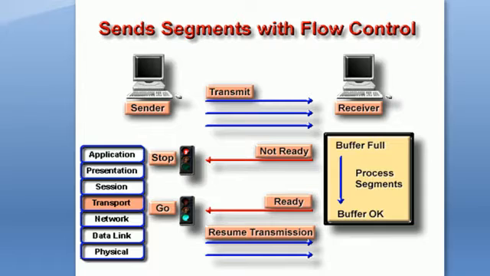Here you can see a sender is sending the packet and is transmitted to the receiver. Upon receiving the packet, the buffer is checked. Now, if the buffer is full, stop signal is sent to the sender. If the buffer is not full, then using the transport layer, the go signal is given to the sender. And then sender further sends the next set of packets and continues till the packets are successfully transmitted.